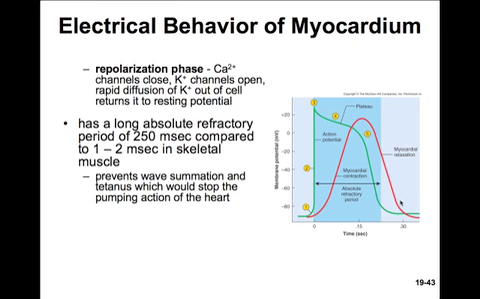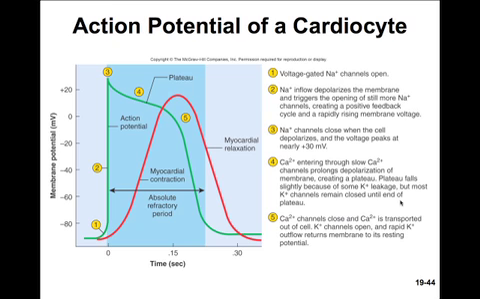Cardiocytes have a long absolute refractory period, about 250 milliseconds. The refractory period in skeletal muscle is only about 1 to 2 milliseconds. This is to prevent wave summation and tetanus, which would stop the pumping action of the heart. We want rhythmicity. We want the heart to keep pumping. We don't want a sustained contraction.